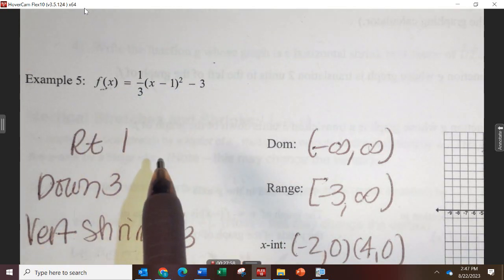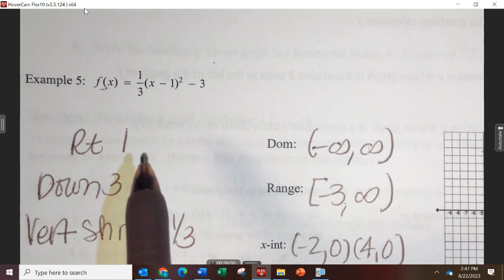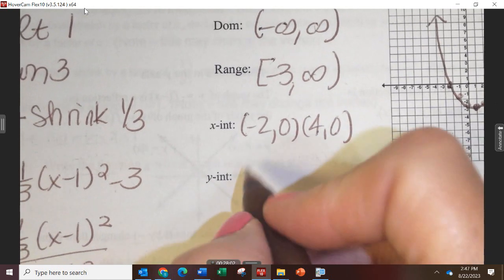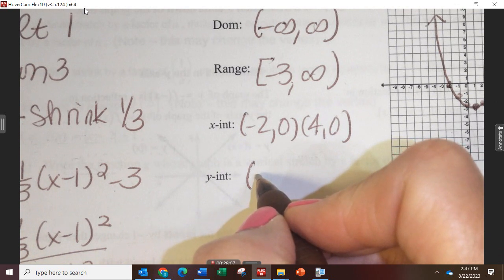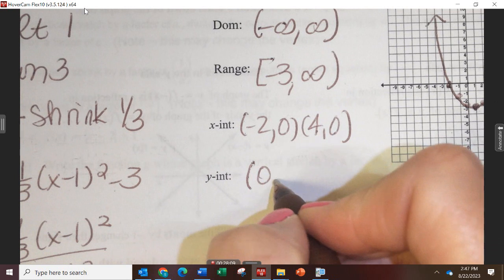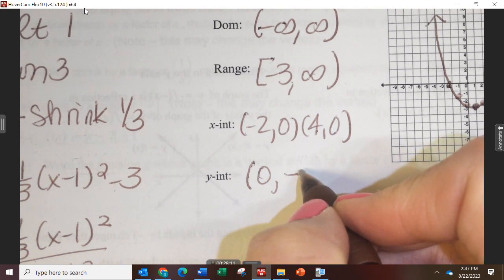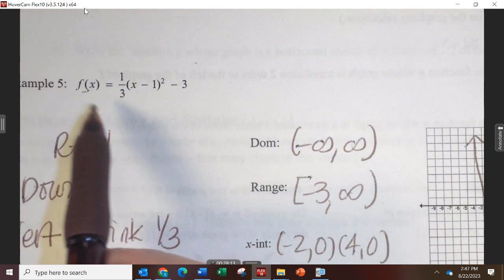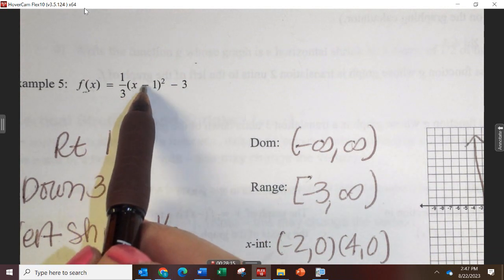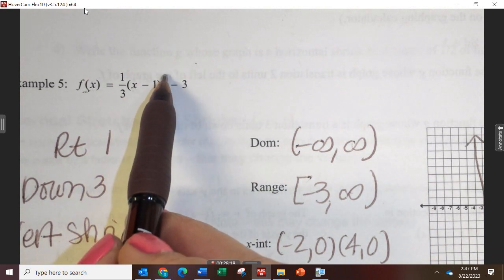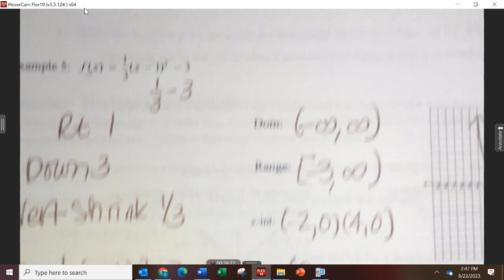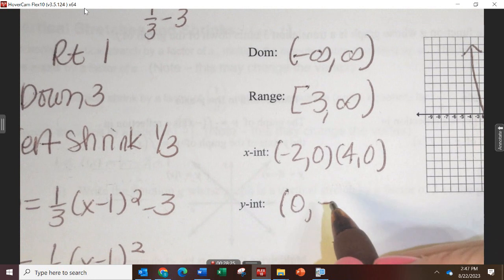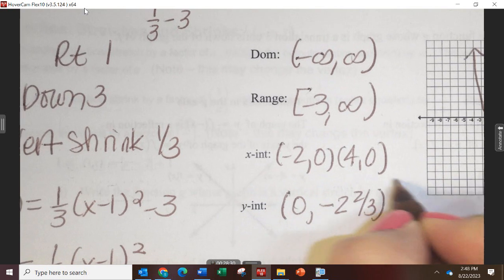Y-intercept, you had to plug in 0 for x and solve for y. Anybody find that? What'd you get on that, Natalie? -2 and something? Okay, let's see. I'll do it with you. So it's 0 minus 1 is -1, squared is 1. 1 times a third is 1/3 minus 3. What is that, guys? 1/3 minus 3. -2 and 2/3. Good. Awesome.